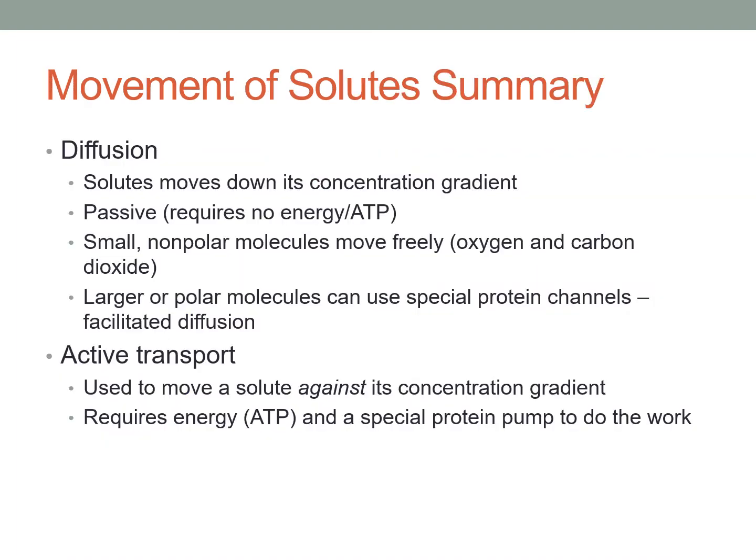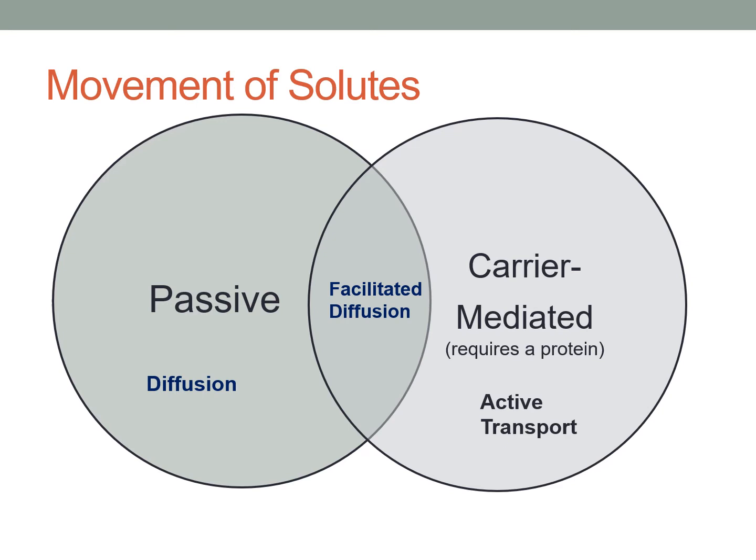All right. So we talked about diffusion, movement of solutes, passive, down their concentration gradient. Small nonpolar, they can go fine. Larger polar, you need special protein channels, so it's facilitated. Active transport, we're going to move it against its concentration gradient, get it more concentrated in one place than another. And that's going to take energy and a special protein. So if instead of text you prefer a graphic, right? These things are passive, both simple diffusion and facilitated. Active transport would be over here. These two both require a carrier protein.